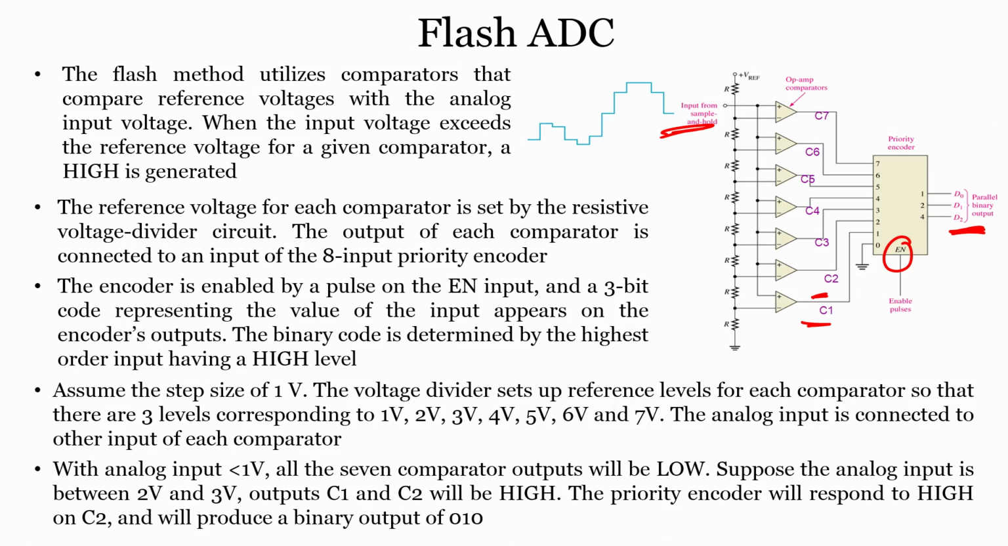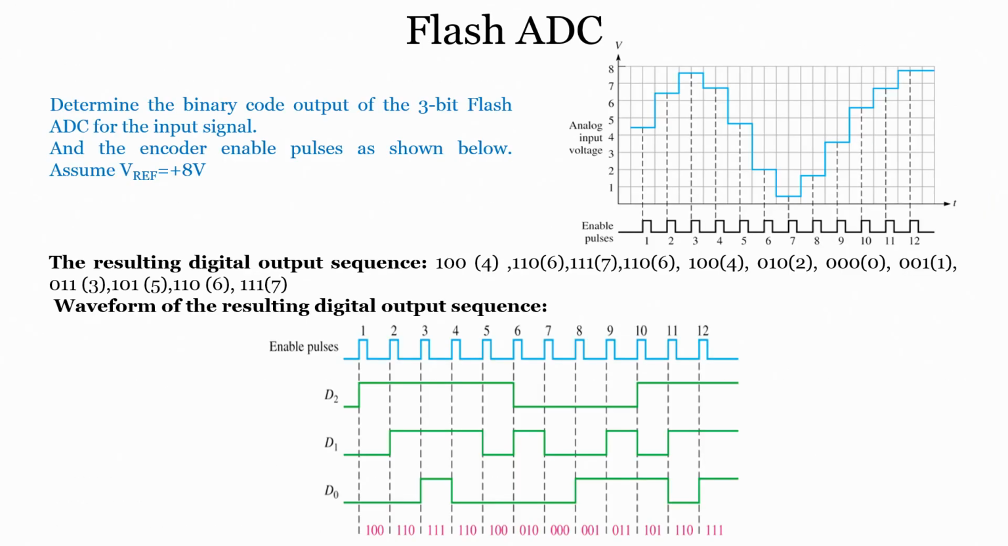This is how in general your flash ADC will operate. If you want to determine the binary code output of a 3 bit flash ADC and the encoder enable pulses are as shown below, then assume the reference voltage equals 8 volts. If you have this particular signal, right, you can see here there is an analog signal and there are enable pulses. So, suppose you are asked, the resulting digital output sequence is 100, 110, 111, 110, 100, 010, 000, 001 and so on until here.